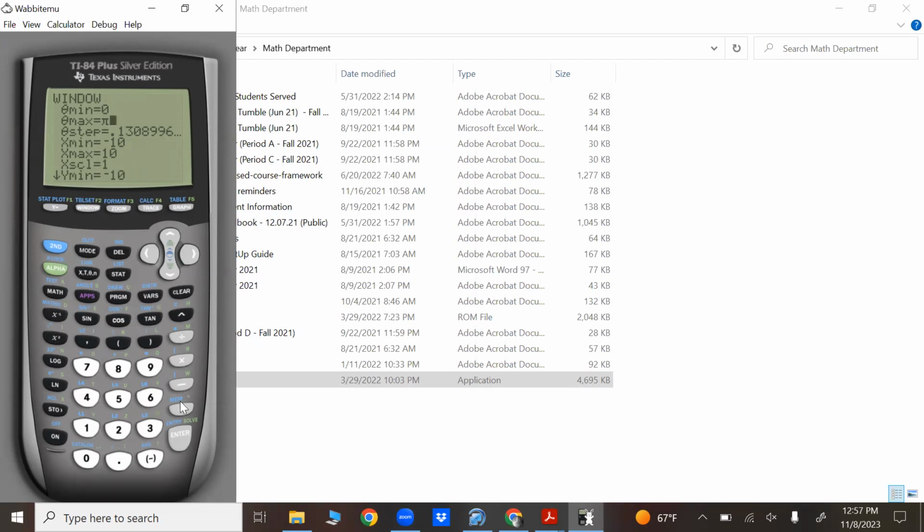The theta step doesn't really matter. It's just how accurate you want it. I think that's fine. I don't know why it's 0.1308. Maybe I'll do 0.1. That's fine. X min will go -4 to 4, just so it's not too wide, and 4 for X max. X scale's fine. We'll go -3 to 3 for Y min and Y max. That should work. And Y scale's fine. Okay.